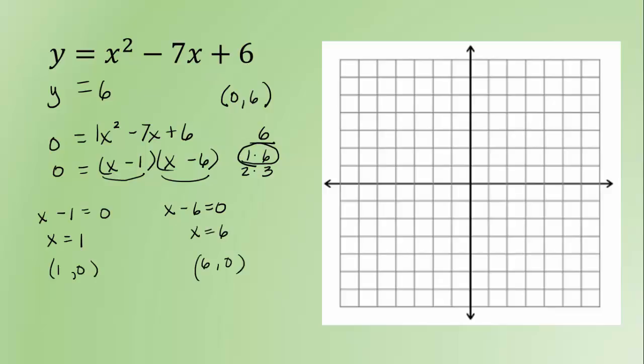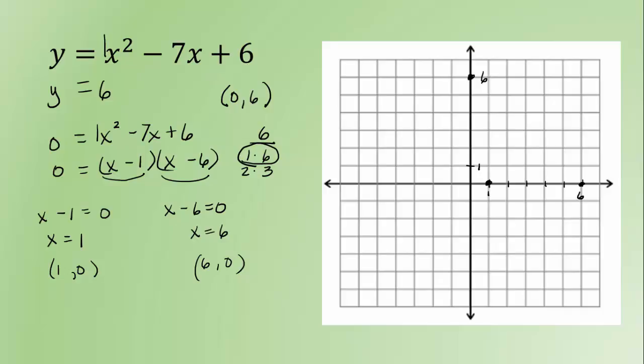Now let's graph all these and see if this is helpful. So we've got a y-intercept at 6, and we've got x-intercepts at 1 and 6. Since it's a quadratic, this is a parabola. And since we have a point above the two x-intercepts that isn't between them, that means that this opens upward. I can also tell because this has a positive coefficient right here.